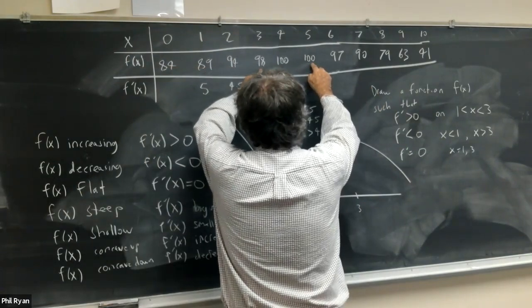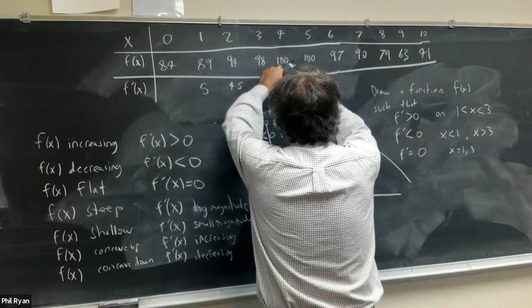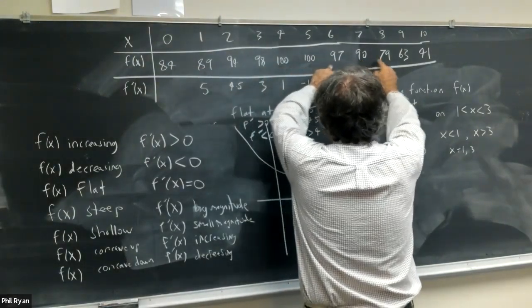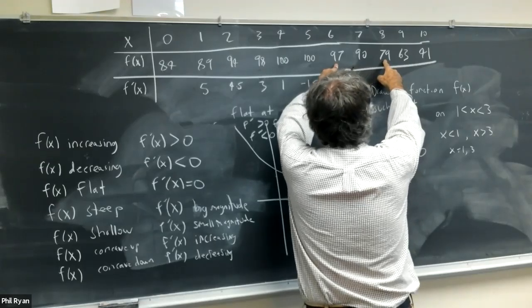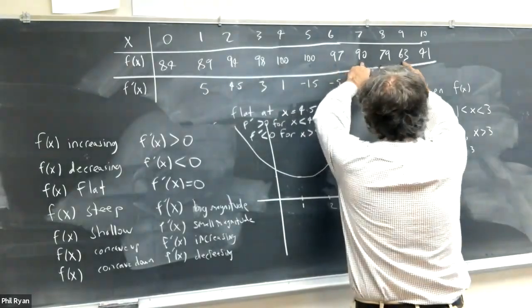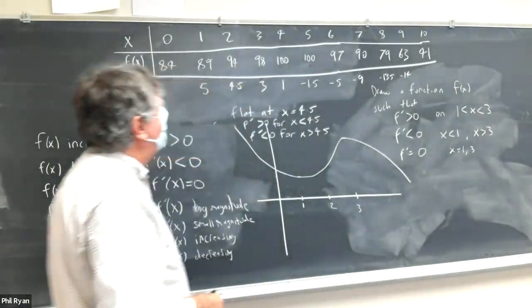Then 3, 1, minus 1.5, minus 5. 79 minus 97 is 18, so minus 9. 63 minus 90 is 27, so that's minus 13.5. Then 28, minus 14. Is that pretty straightforward? So I just use a straight interval.